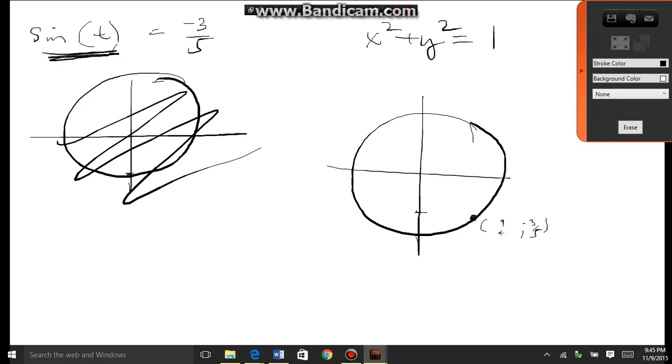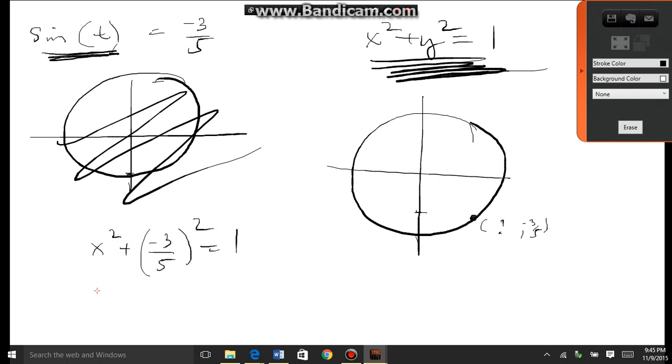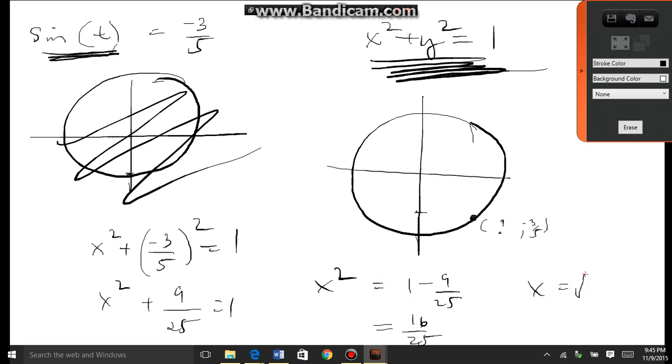Well, how do you find the other point? You know x squared plus y squared is 1. So that means that x squared plus -3 over 5 squared equals 1. So x squared plus 9 over 25 equals 1. Let's solve for x squared, ladies and gentlemen. X squared equals 1 minus 9 over 25, which is 16 over 25. Don't forget that when you take a square root, it is plus and minus, so it's plus and minus 4 over 5.